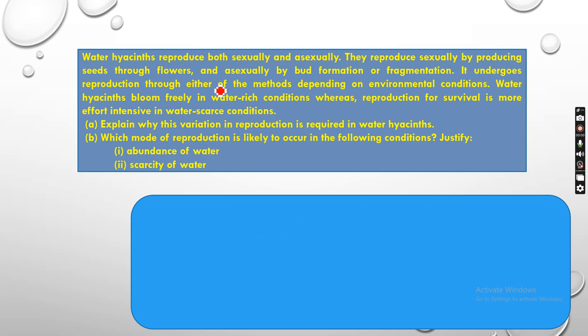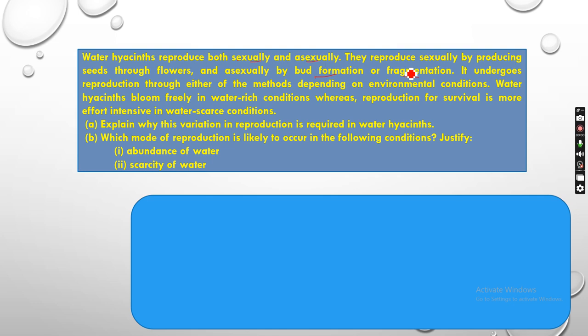Next one. Water hyacinth reproduce both sexually and asexually. See, you can give this example also in the first question, in the assertion reasoning we have seen. So this is another one. Water hyacinth can be reproduced sexually also, asexually also. They reproduce sexually by producing seeds through flowers and asexually by bud formation or fragmentation.